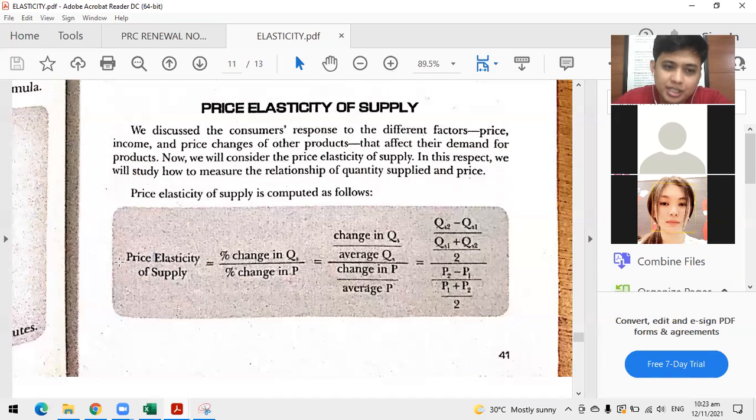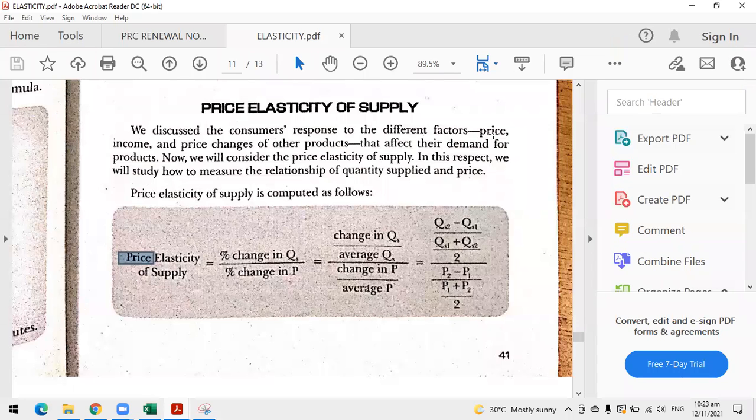In this case, price elasticity of supply. So we still have the price in the denominator. Pero since supply ang pinag-uusapan, quantity supplied na siya.